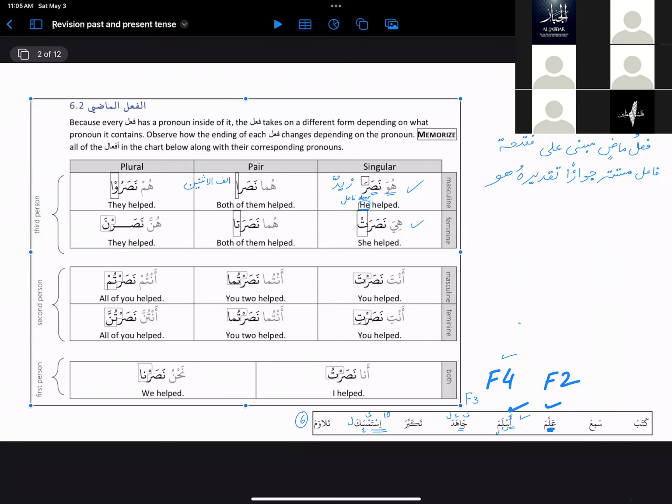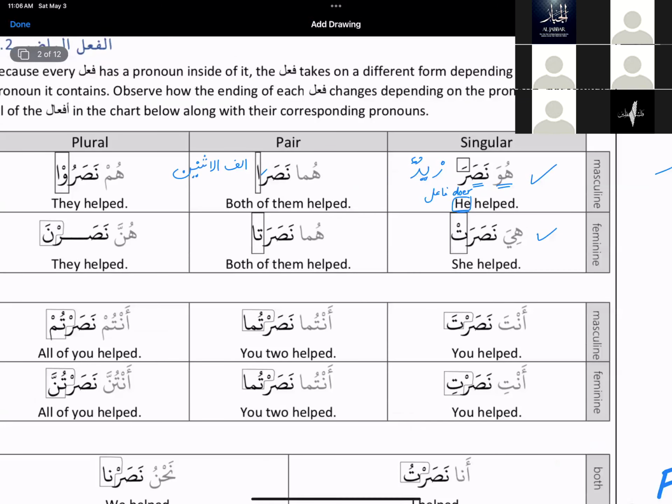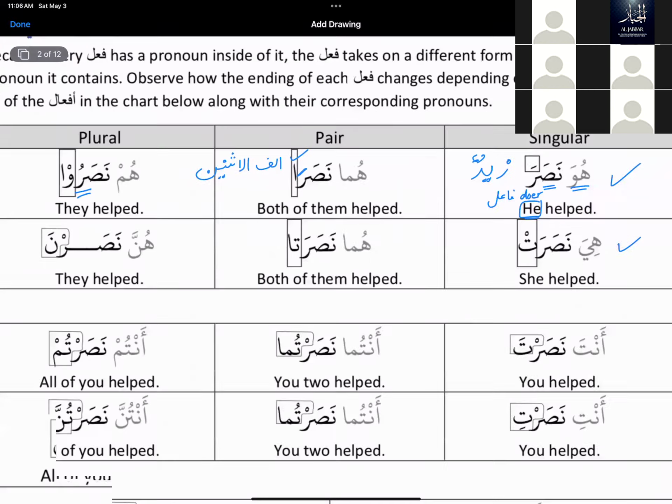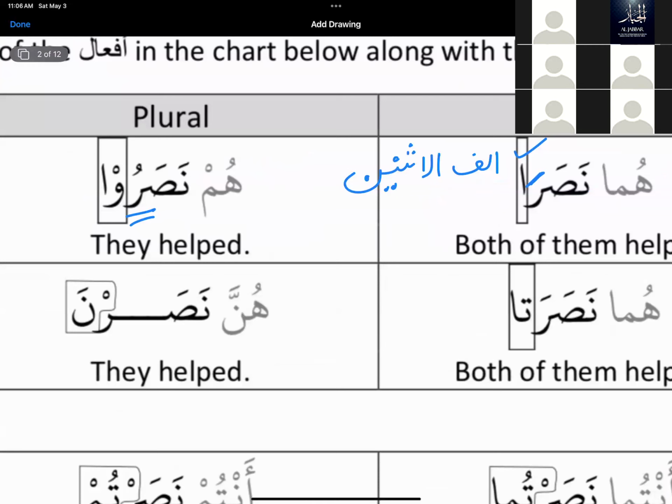Now for huma nasara, failun madin mabni ala what? Again fatha. Because on ra we are not going to look at the alif. When we are saying fail madi, we are going to concentrate only on the three root letters, and the last letter, whatever haraka is on the last letter, this is what we are going to say mabni ala. Now for nasaru, we're going to say mabni ala dhamma, because on ra we have a dhamma over here.